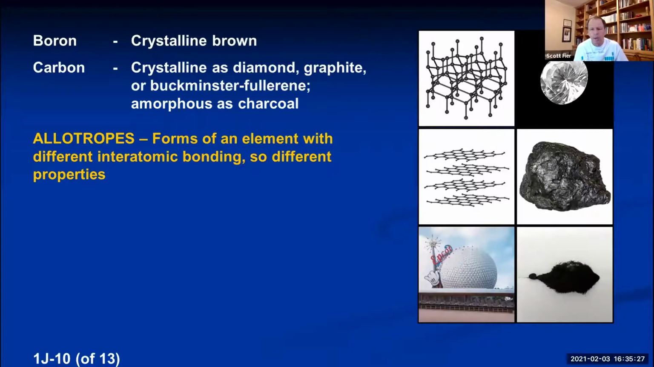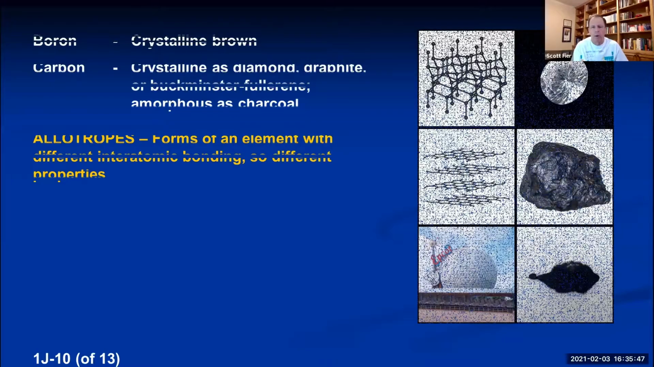It looks like that big old building at Epcot Center. Have you ever seen that before in Disney World? That is a geodesic dome. That was designed by the architect Buckminster Fuller. And because this form of carbon looked so much like structures by Buckminster Fuller, they named it after him, and they're called Buckminster Fullerenes at this point.